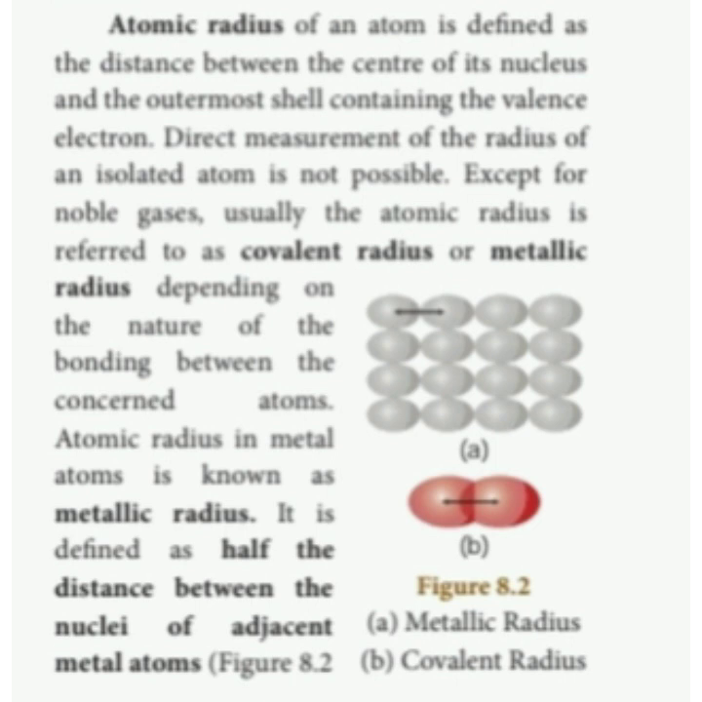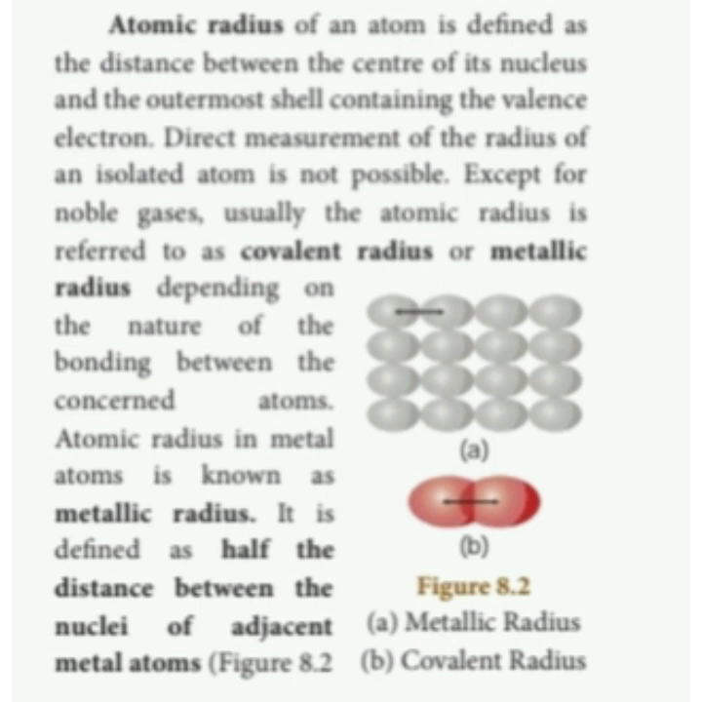What do you mean by valence electron? The electron which is present in the outermost shell is called a valence electron. So the atomic radius of an atom is defined as the distance between the center of the nucleus and the outermost shell containing the valence electrons.